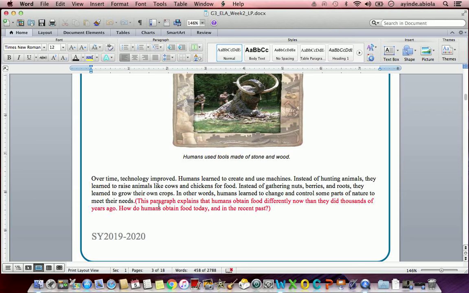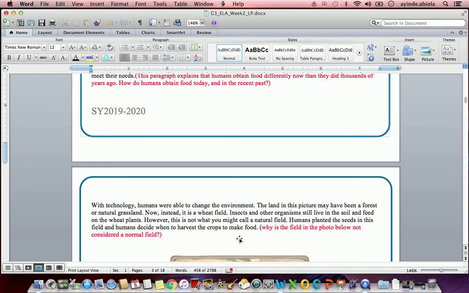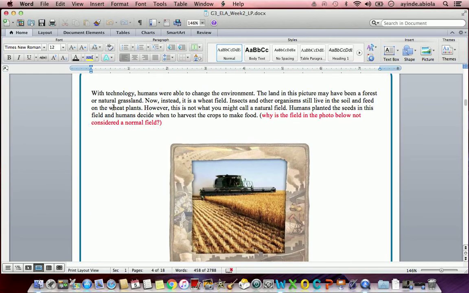Can anyone give me an example of how humans today, or you could say in the recent past, find food? What do we do today to get food versus what they did in the past? So today we raise cows and chickens for food rather than simply hunting them in the wild, and we also grow our own crops. Let's go to the next page.